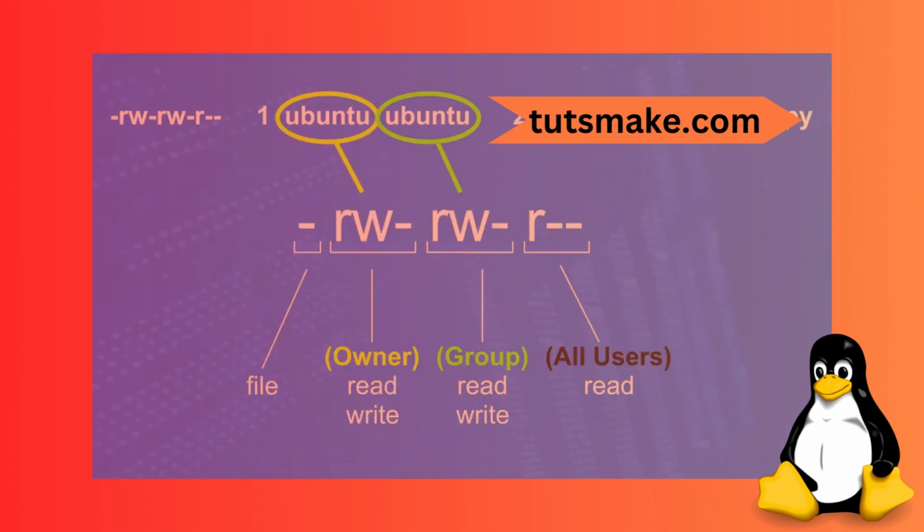Now let's look at an actual file instead of a directory. This is a bit trickier. So here in our gibberish, we can break it down to dash, RW dash, RW dash, R dash dash. So the dash means it's a file, not a directory. For our owner permissions, we get RW dash, meaning the owner can read, write, but not execute. For our group, we get the same thing: read, write, can't execute. And for all the other users, they can only read this file.